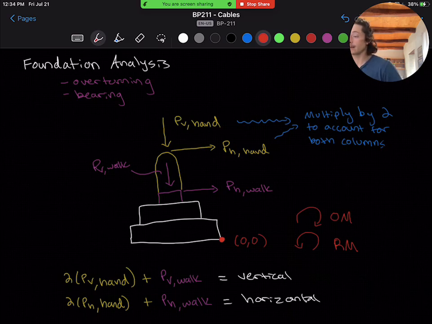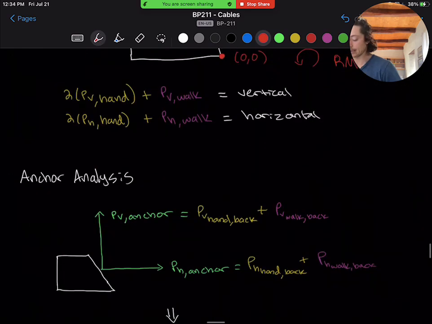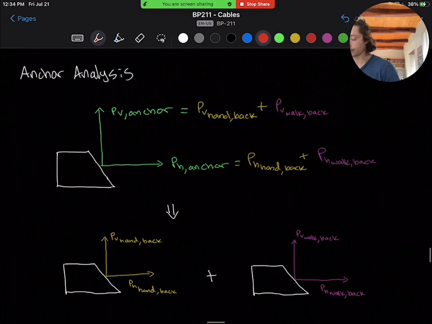And finally, the last structural subsystem affected by our cable split will be anchor analysis. Remember from our previous example that splitting cable forces has a significant impact on the anchor forces. So we can calculate the vertical and horizontal forces at the anchor as the sum of our previous forces. The vertical backstay and horizontal backstay forces split into both the handrail and walkway contributions, which I've labeled here.